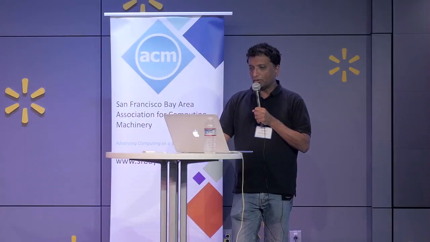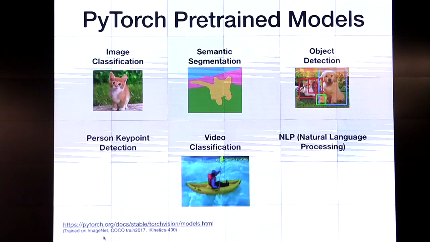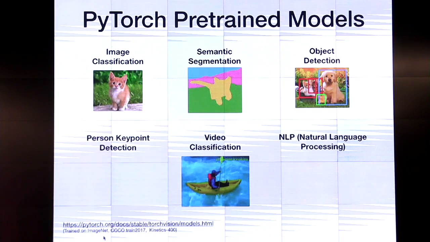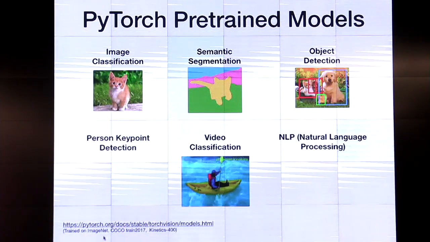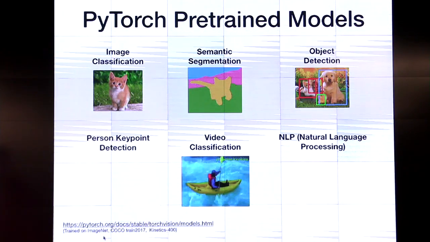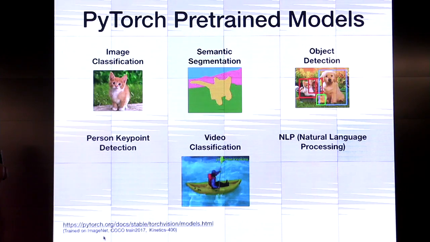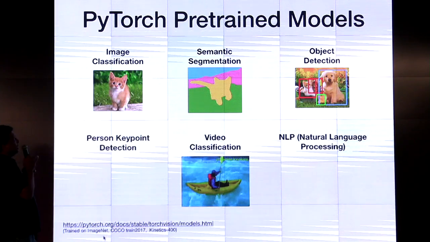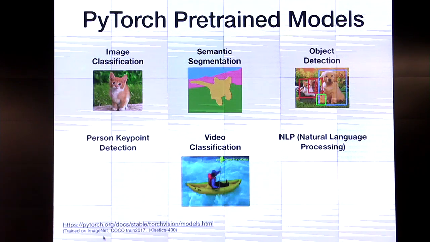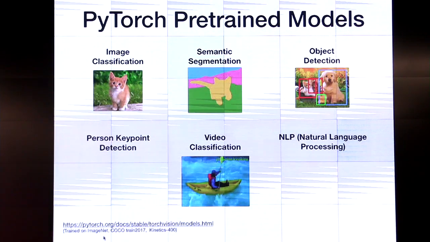All right. So if you go to this particular site, pytorch.org, you just Google it, stable torchvision models. They have pre-trained models for all these wonderful things. Image classification, which is what we talked about, right? Semantic segmentation. Semantic segmentation you can use for medical images, for figuring out where your bad tissues are, those kinds of things, right? Object detection. There are pre-trained models that can find out where some objects are and what the area is. Bounding boxes for that object, you have that.